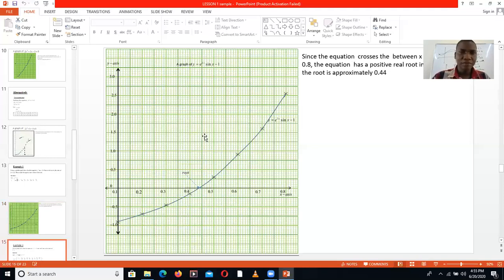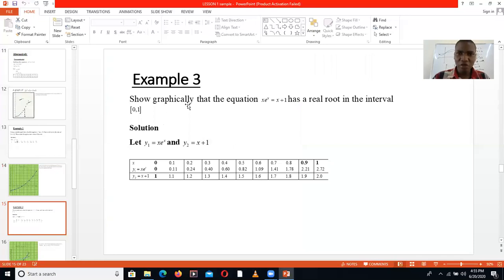Example 3. They are saying show graphically that this equation has a real root in the interval 0, 1. So still, like we've been doing, in this case you're going to use a two-graphs approach. Why? Because they have split the equation for you already. We have one part on this side and another on the other side. You can see x exponent x, and x plus 1. So we shall have one of our functions as x exponent x, and another one, x plus 1.